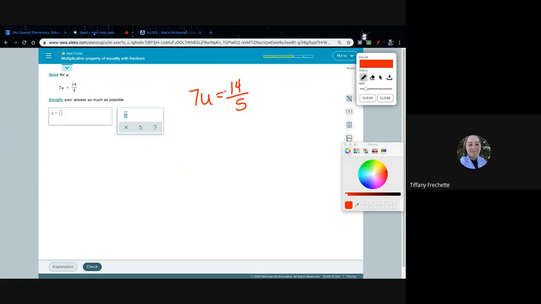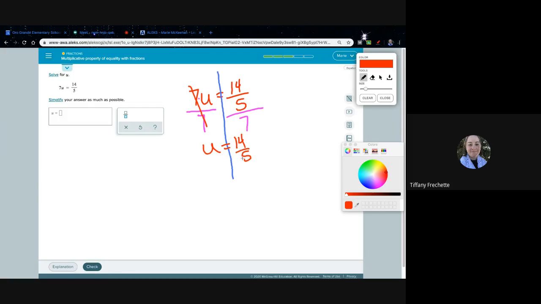All right, so this one is a little bit different than what we've seen so far. So we have 7u equals 14 over 5. So now if I draw my line so you can see both sides, I want to undo the multiplication that's happening right here between 7 and u. So I want to divide by 7 on both sides. Well, that looks definitely funky on the right side, so we'll deal with that in just a moment. So I'm going to go back to my red here, and I have 7 divided by 7 is 1. U comes down.